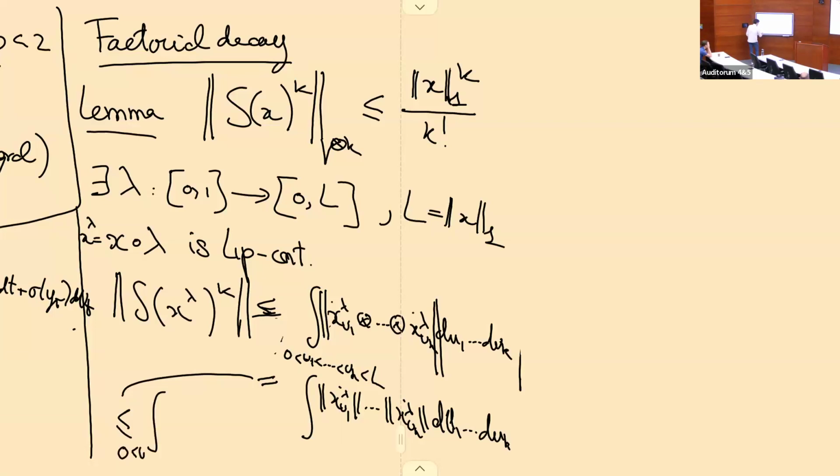Let me rewrite it because now it becomes important. UK less than L, du1 to duk, right? So this is just the volume of the K simplex, which is equal to L to the power K divided by K factorial. Now L is the one variation, and the signature is invariant by reparametrization. So we know that the signature of X lambda is the same as the signature of X. So that's the result.